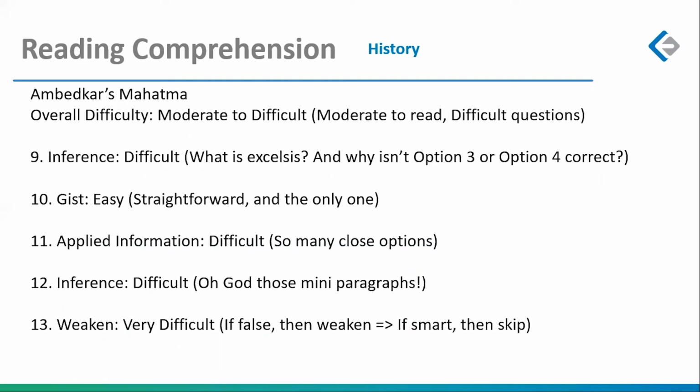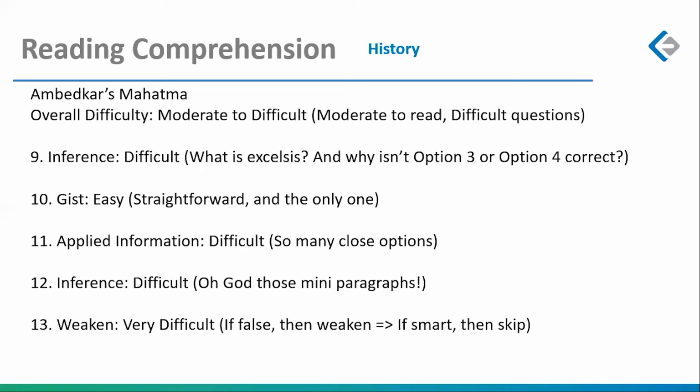So many of you who are preparing have read about B.R. Ambedkar and Mahatma Gandhi, most of the time because they are two of the most famous characters in Indian history, but also because it just keeps coming up in the papers thanks to the current government and the opposition parties. Overall difficulty level moderate to difficult. Why? The reading wasn't difficult.